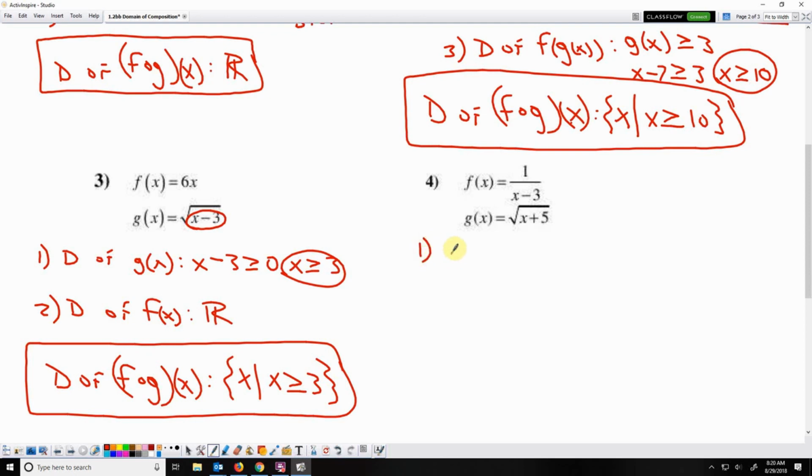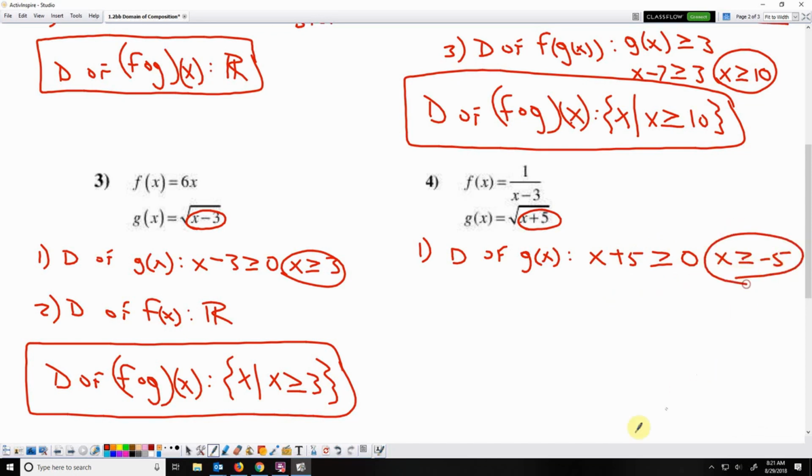Number 4, step 1, the inner function, domain of g of x. I have a radical, and what's under it has to be greater than or equal to 0. So x is greater than or equal to negative 5, and I'll circle that because that's part of my final answer. Step 2, domain of the outer function, f of x. I've got a denominator with a variable in it, and a denominator cannot equal 0, so x cannot equal 3.